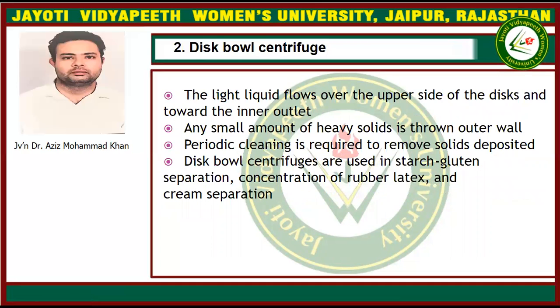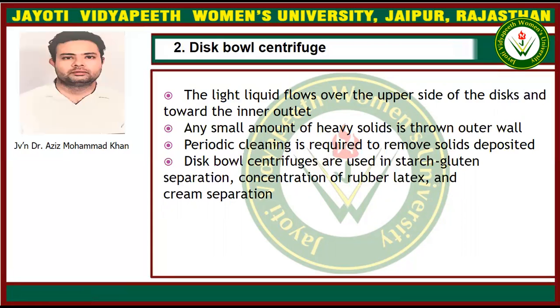So how are the components separated in the disc bowl centrifuge? The light liquid flows over the upper side of the disc and towards the inner outlet because it is lighter. Any small amount of heavy solid is thrown to the outer wall, and the heavier particles which are larger in size will be on the outer side of the wall. Periodic cleaning is required to remove deposited solids.